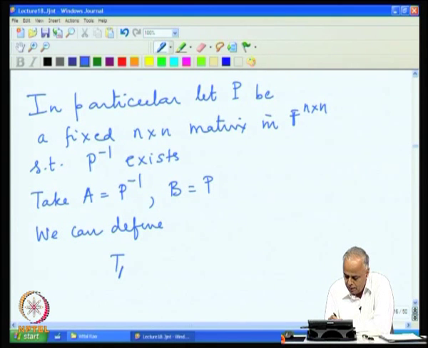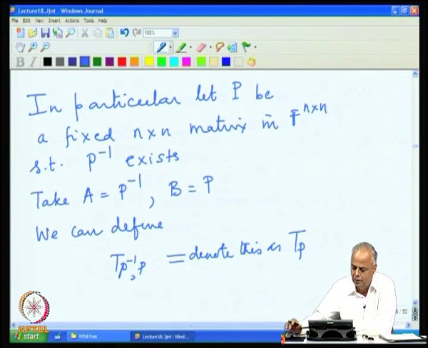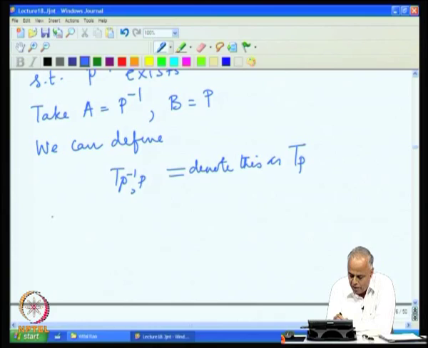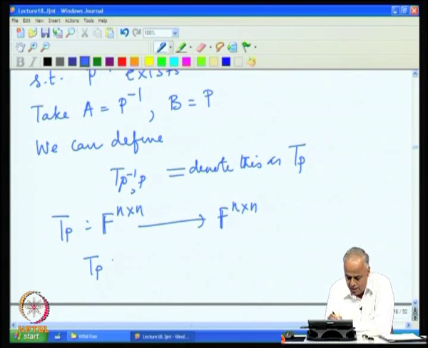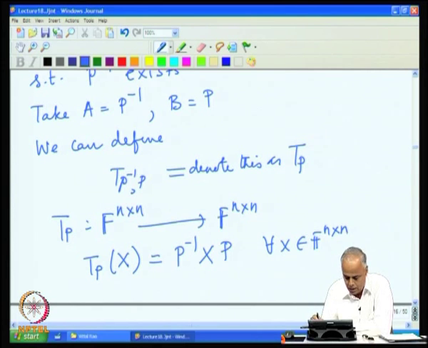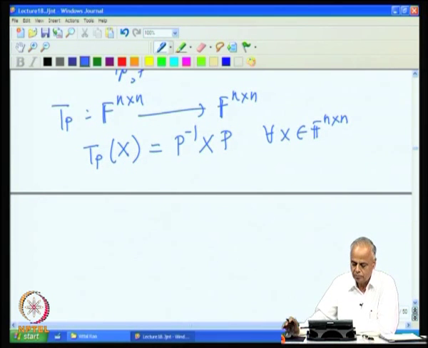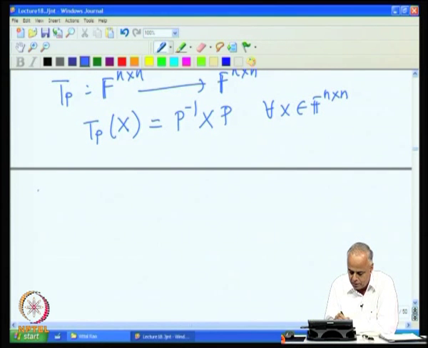TAB. What is TAB now? TP inverse P. So, for short we denote this as just TP, because there is only one matrix involved and its inverse. So, we will call it TP. How is TP defined? TP is the transformation from Fn cross n to Fn cross n, and it is defined as TP of x is A, in this case P inverse, x, B, in this case P, for every x in Fn cross n. Now, therefore, it converts the matrix x to a newer matrix P inverse x P. And since for any A and B, this will generate a linear operator, in particular for this A and B, it will generate a linear operator. TP is a linear operator on Fn cross n.